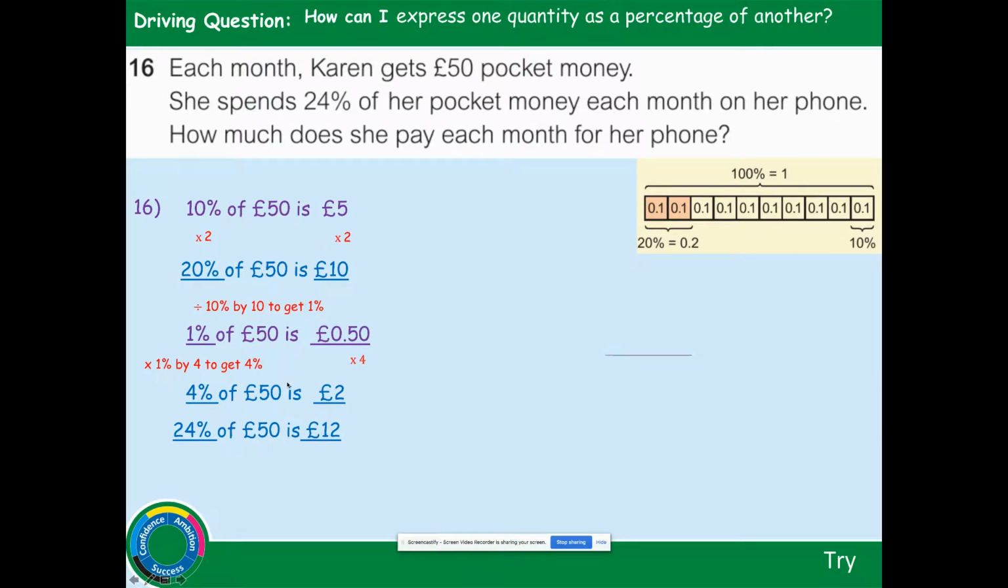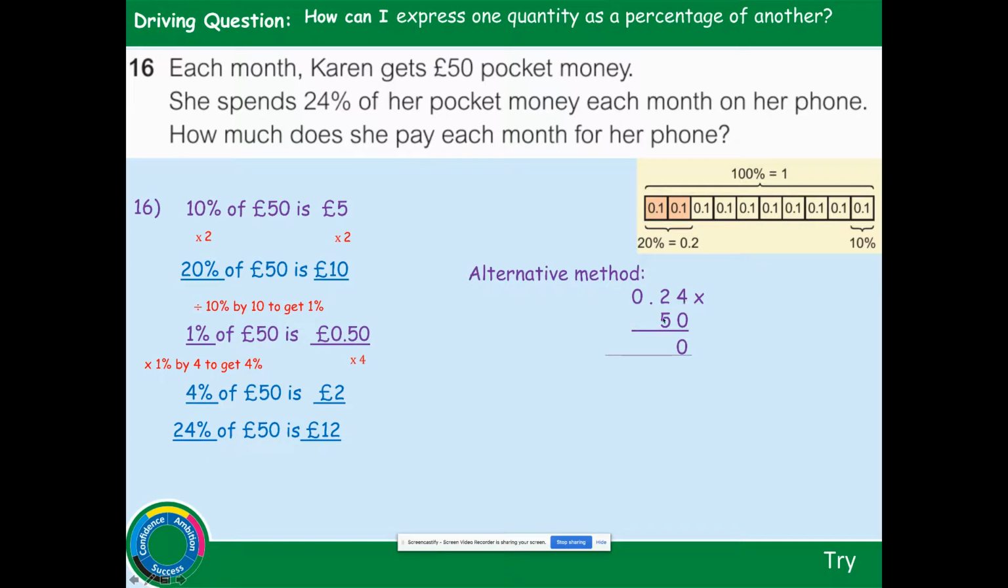Now, if we look to use the multiplier, our alternative method, 24%, so 20 would be 0.2, but the 4 would be 4 hundredths on here. So 0.24 is our multiplier, and we've got £50 is our pocket money. 0 times 4 is 0, 0 times 2 is 0, 0 times 0 is 0. So I don't need to multiply the ones, so I'm going to put a 0 in the ones column so that I can multiply the tens now.